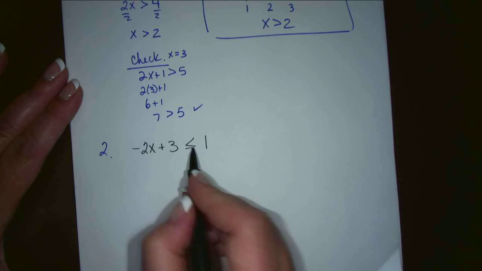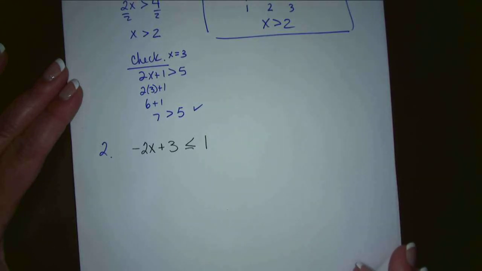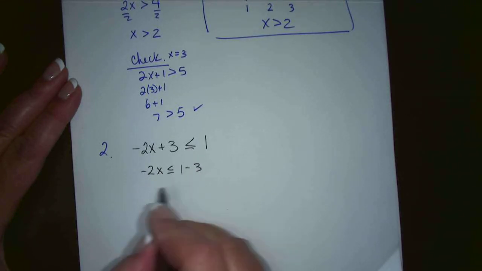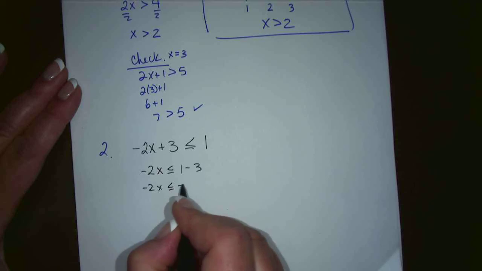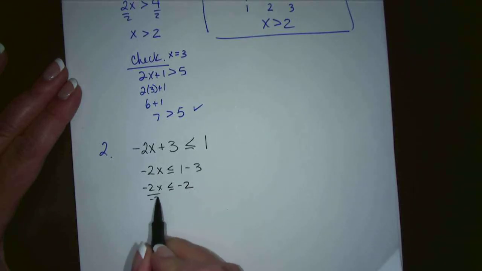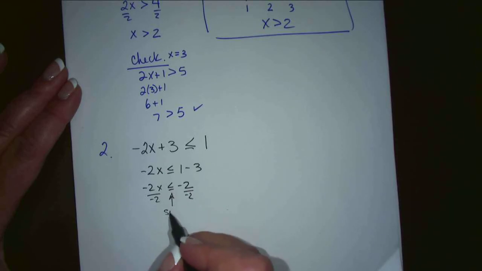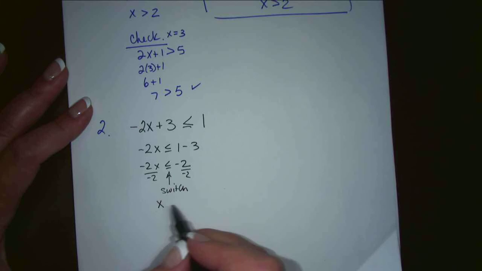Let's say less than or equal to 1. Negative 2x plus 3 is less than or equal to 1. And this is what I'm talking about with the negative. If we move the 3 over, you see here we have to divide by a negative 2. The rule is when we divide by a negative 2, we have to switch the sign. So this would then be x is greater than or equal to 1.